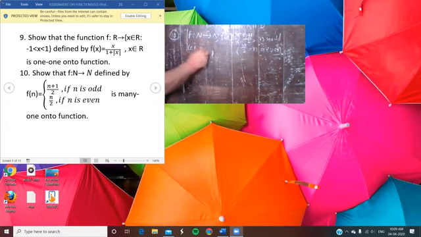So let n belongs to N. First case, if n is even, no doubt it can be taken as 2n. So 2n is also even. If n belongs to N, then 2n is even. You can write it this way.